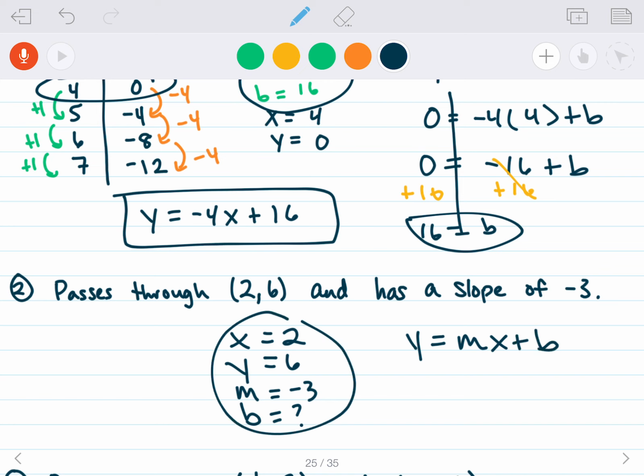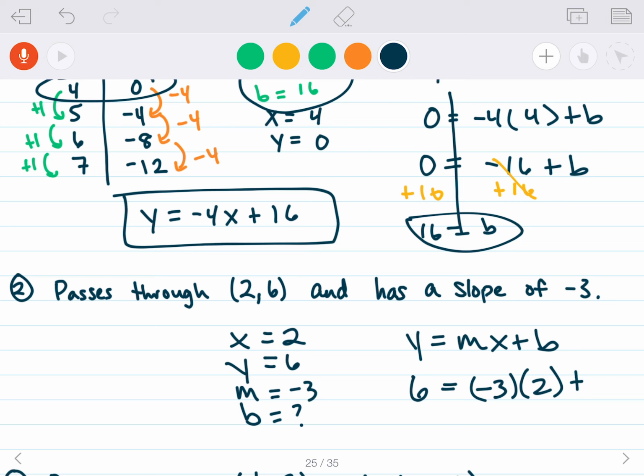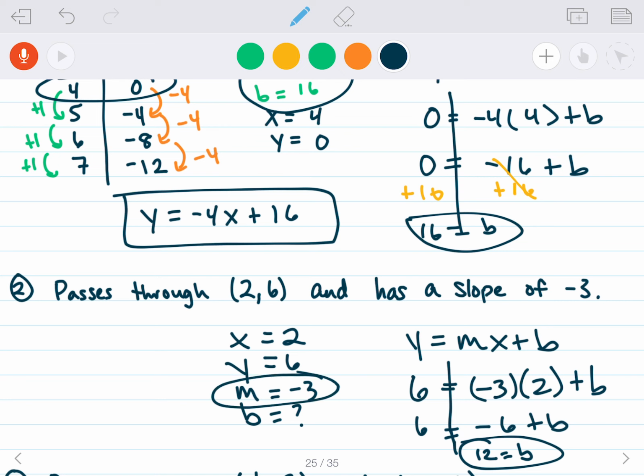Let's go ahead and plug all of these values into our equation. So we have y is 6, so we have 6 equals m times x plus b. On the right, we have negative 3 times 2, which is negative 6, plus b. And then I'll add 6 to both sides to get b equals 12. I'm trying to fit it all in that space. But b equals 12, m is negative 3. Therefore, our equation is y equals negative 3x plus 12.